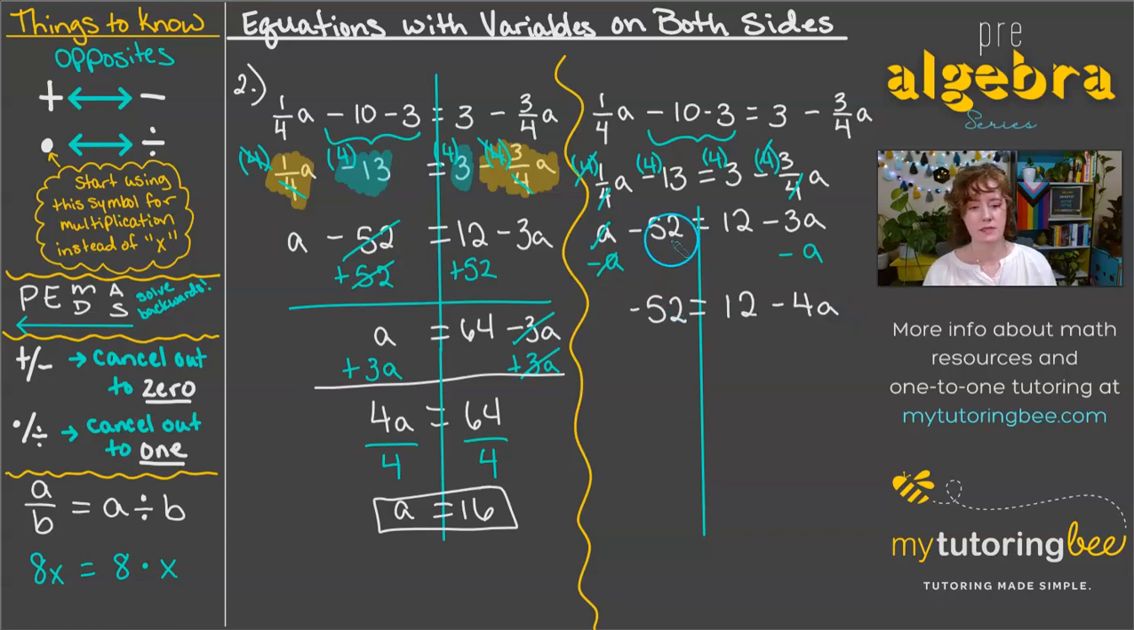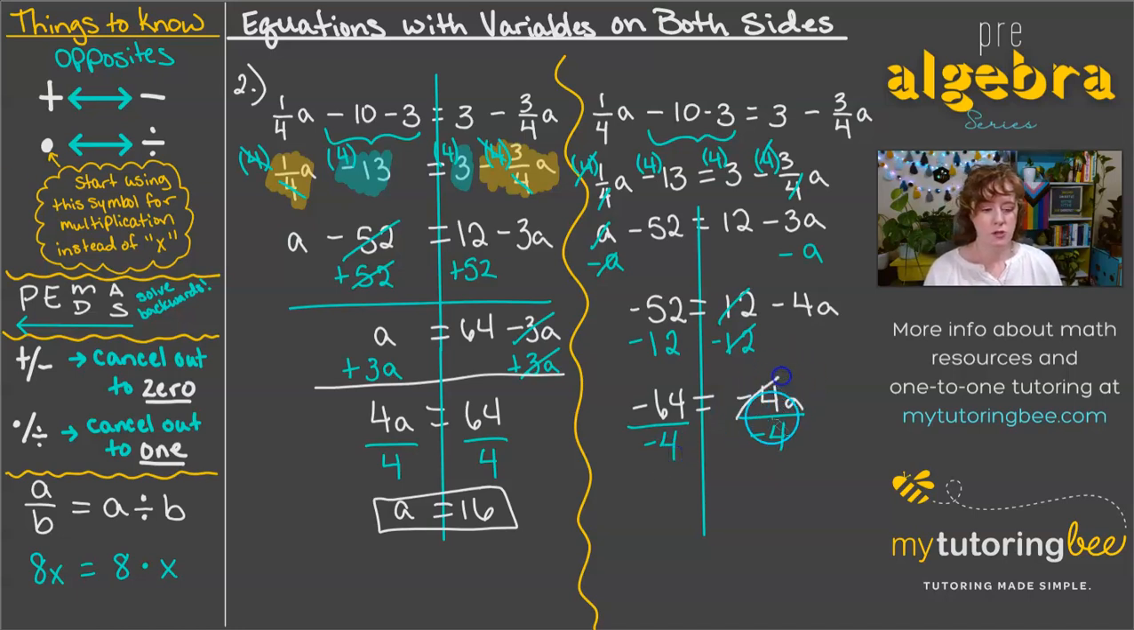All right, and so since I got rid of that variable on the left, now I need to get rid of the constant on the right. So I'm going to subtract 12 from both sides. So then that leaves me with negative 52 minus 12, which gives me negative 64 equals negative 4a. So hopefully you can see how similar those are at this point and why we get the same answer no matter what.